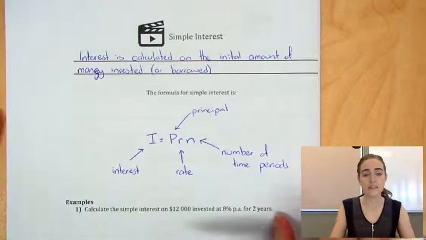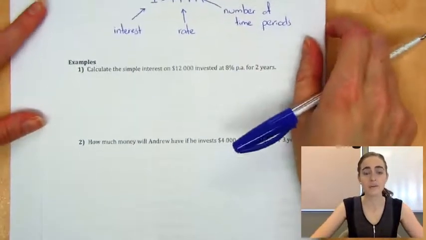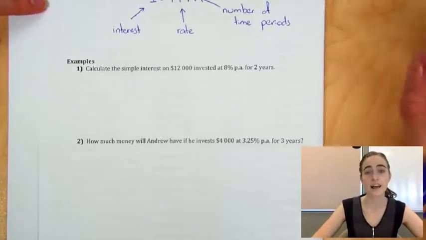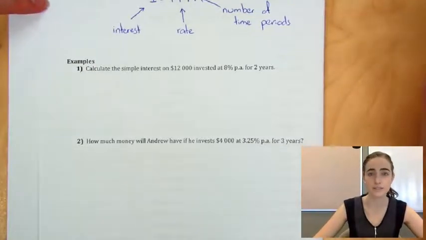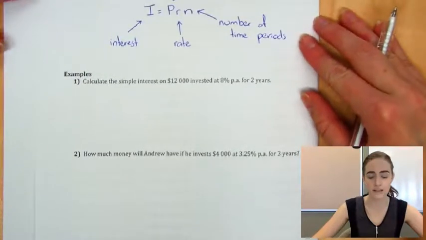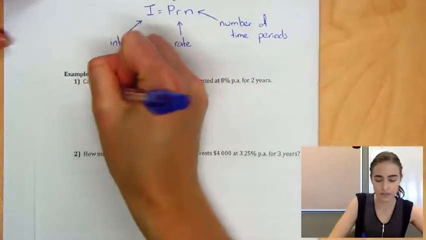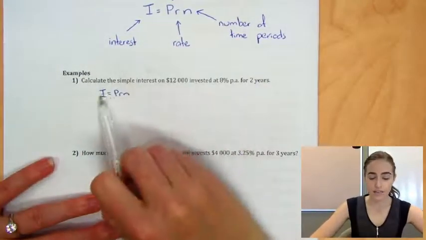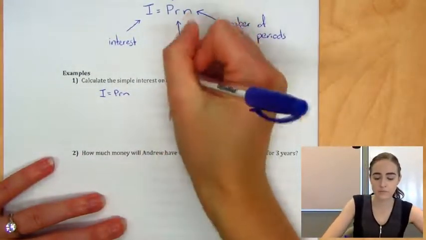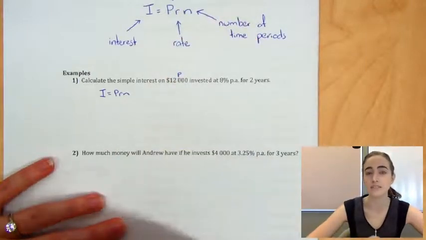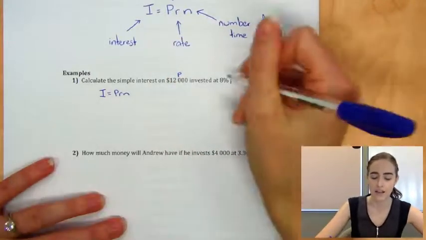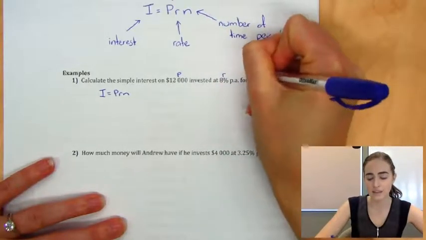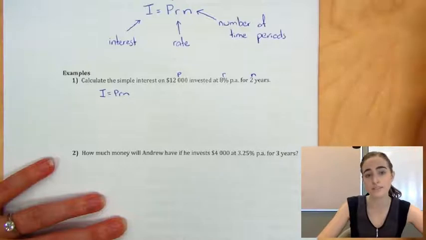Okay, so let's have a look at an example. Our first one asks us to calculate the simple interest on $12,000 invested at 8% per annum for 2 years. So the first thing we're going to do is write down our formula. We're going to have I equals PRN. Now we're trying to calculate the interest. Our principal is that $12,000 that's invested at the start. Our rate is that 8%. And our N, our number of time periods, is 2 years.